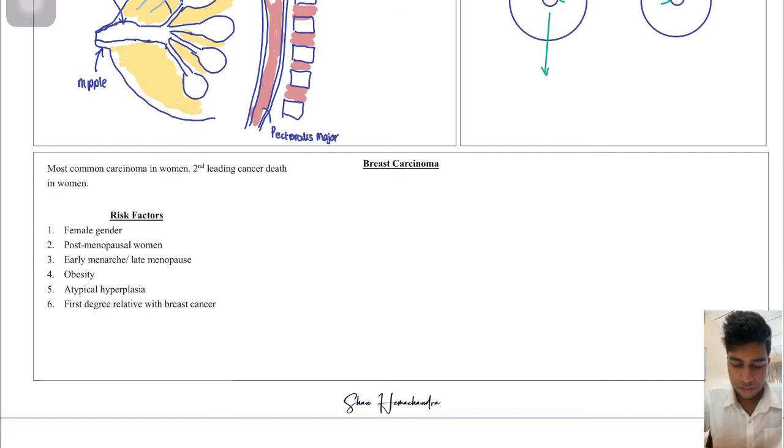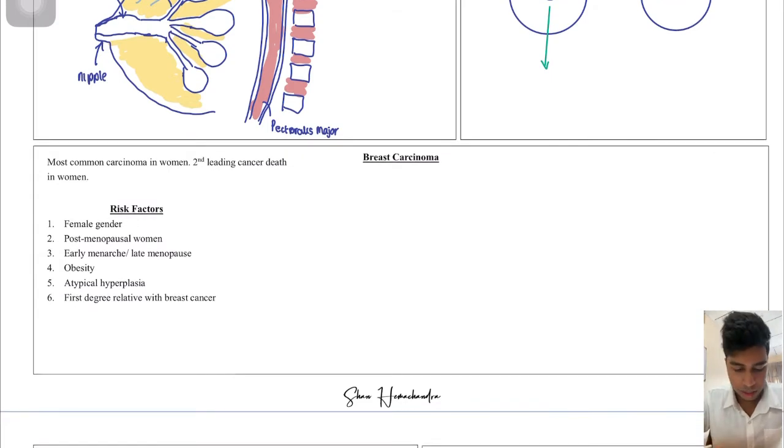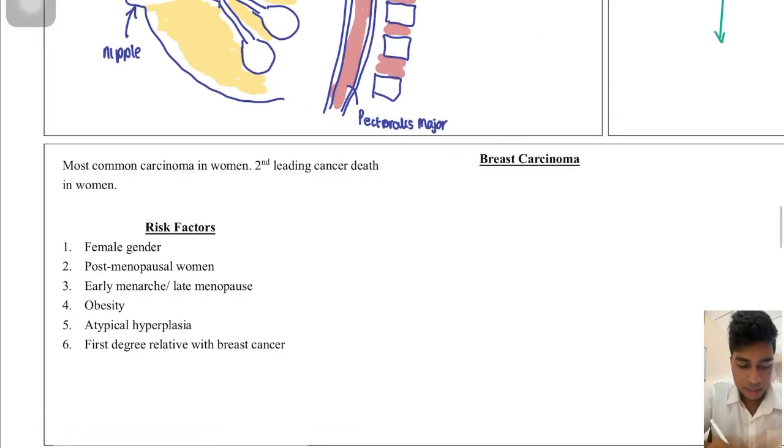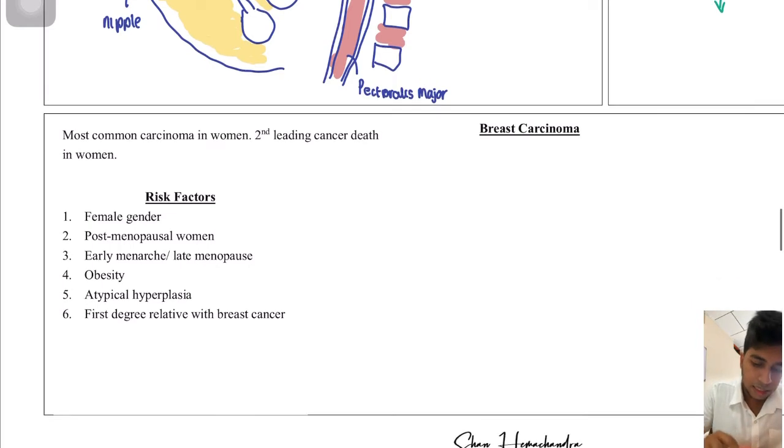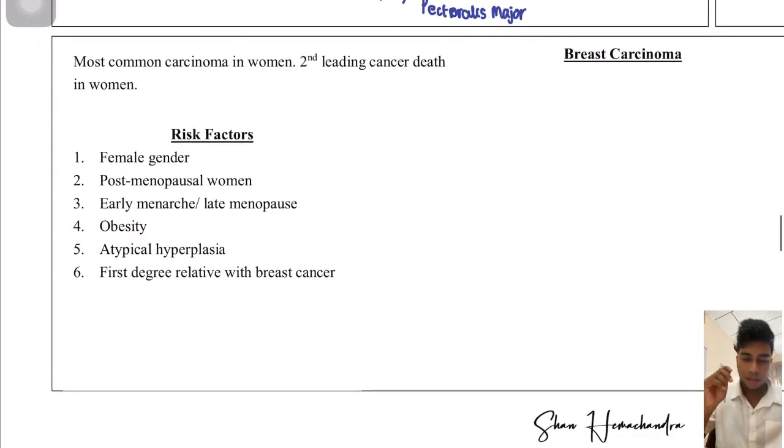Okay. Next, we will talk about breast carcinoma. Now, breast carcinoma is the most common carcinoma in women and is the second leading cancer death. Okay, so what is the first leading cancer death? It's lung cancer. Second leading cancer death is breast carcinoma.